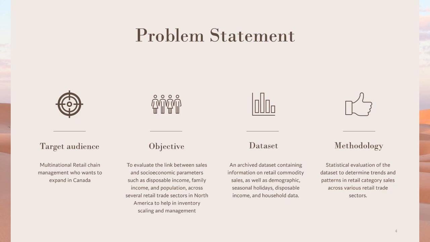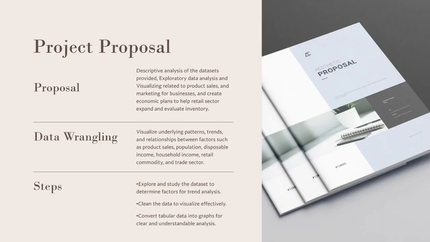Our dataset contains retail commodity sales as well as demographic, seasonal holidays, disposable income, and household data. In our methodology, we are evaluating the dataset to determine trends and patterns in retail category sales across various retail trade sectors. Our aim is to provide a descriptive analysis of the dataset, exploratory data analysis, and visualizations related to product sales and marketing for businesses, and create economic plans to help the retail sector expand and evaluate inventory.